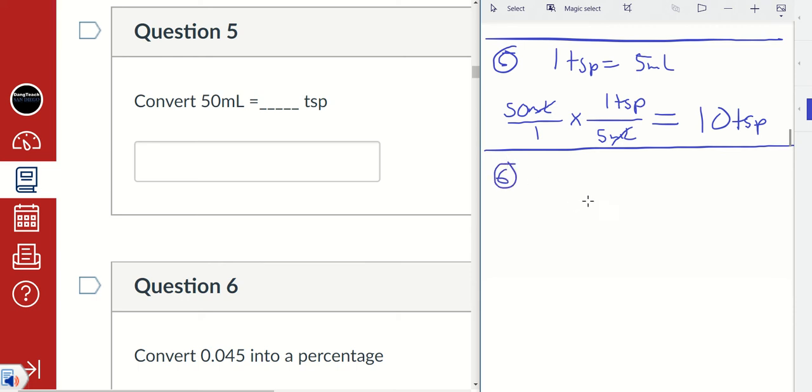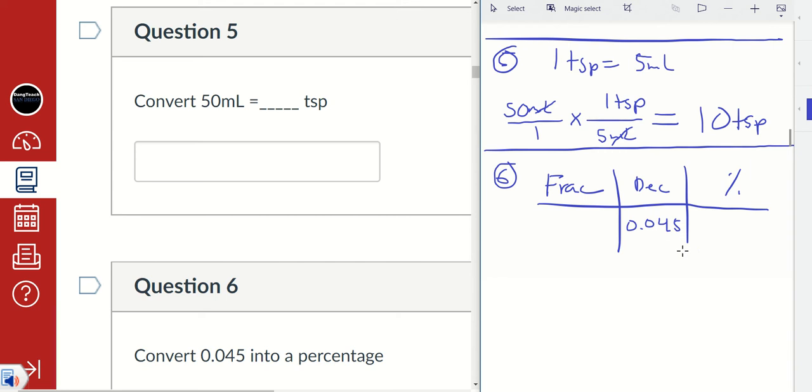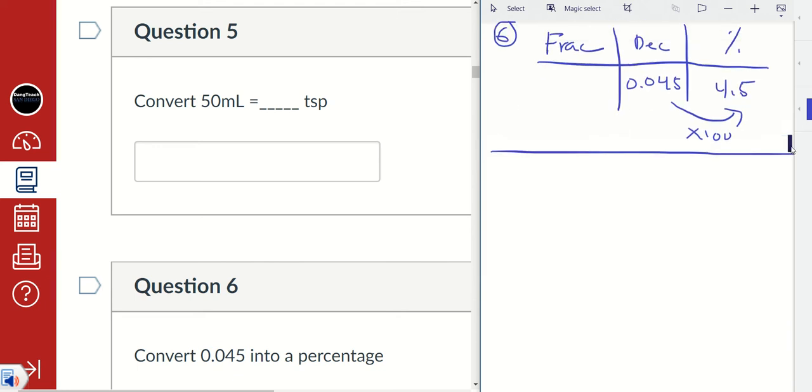Number 6, we are in decimal. So we got fraction, decimal, percentage. We are in the decimal column. So percentage is how much? Yep, times 100. Very good. 4.5. And you don't need the percent symbol in the answer box.